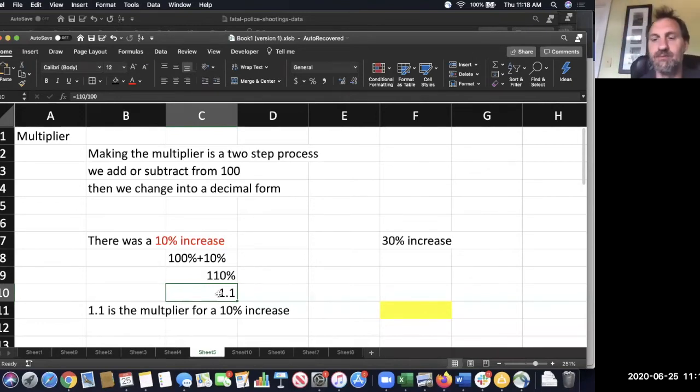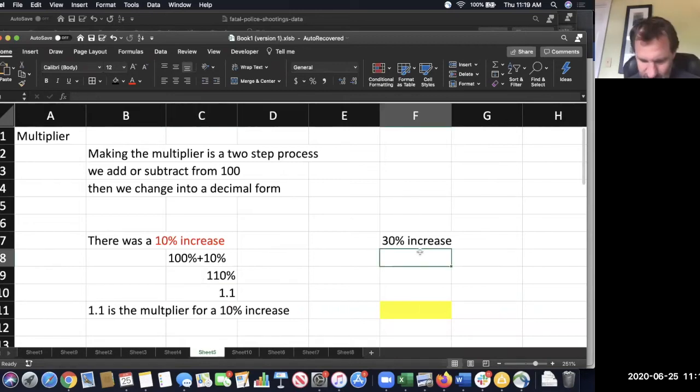So what would a multiplier for a 30% increase be? Go ahead and take some time to work it out. I want to know what the multiplier for a 30% increase would be. Okay, you got an answer? Multiplier for a 30% increase. Okay.